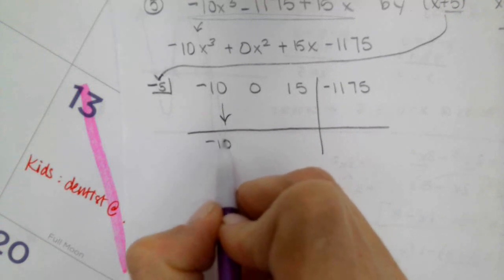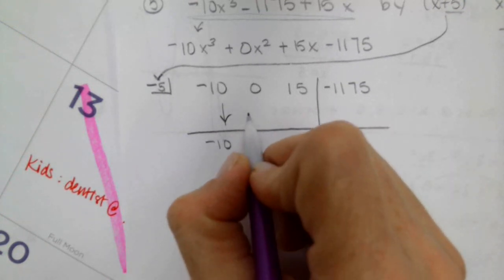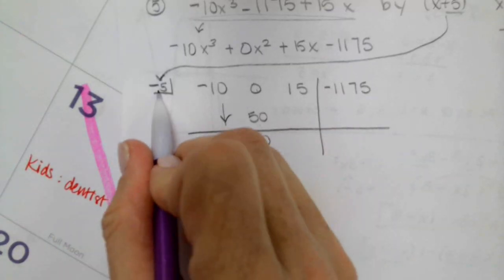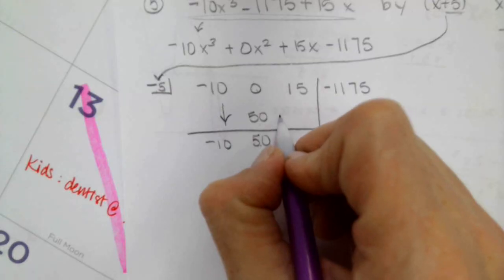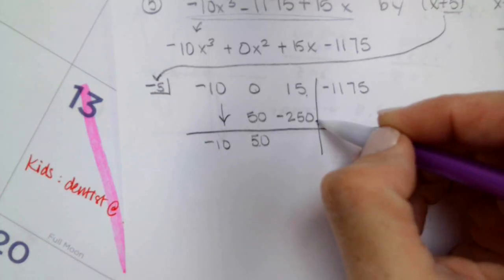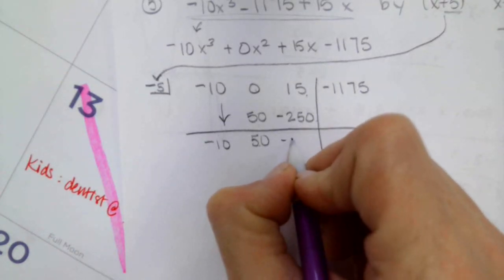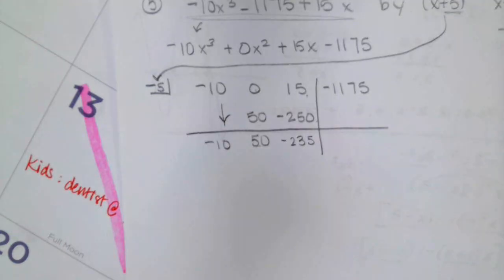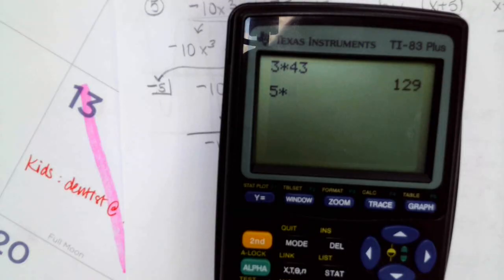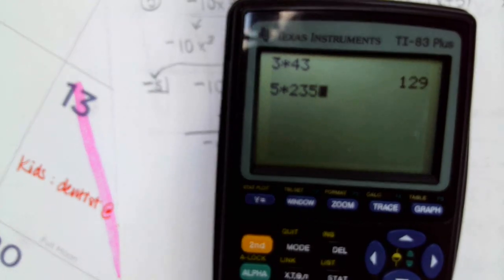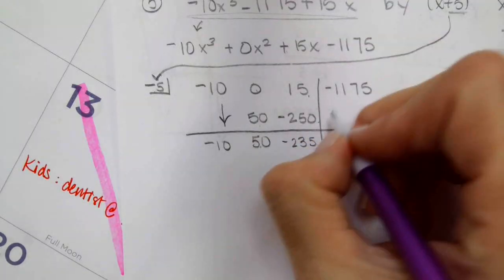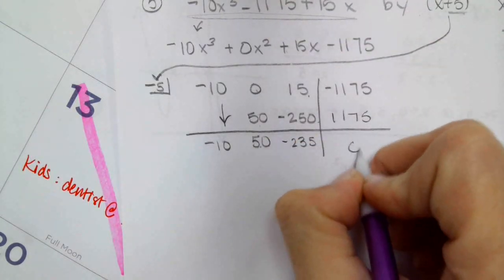we bring down the negative 10. Negative 5 times negative 10 is 50. 0 plus 50 is 50. Negative 5 times 50 is going to give me negative 250. 15 minus 250 is going to give me negative 235. And then I'm not even trusting my brain. 5 times 235 is going to give you 1175. Add those together, that gives you 0.